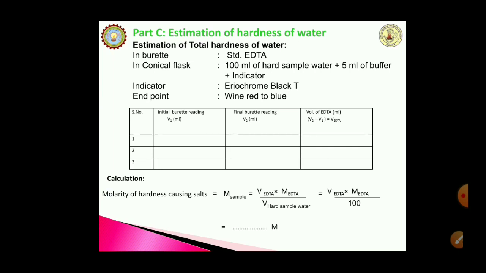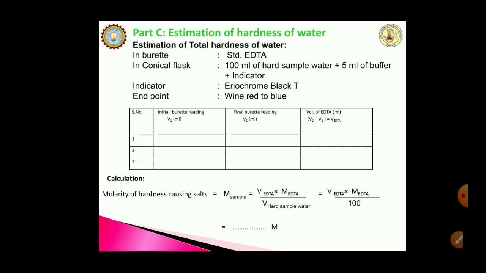In this formula, the things which will be used are the volume of EDTA, which we are going to get through the titration of this part, the molarity of EDTA, which we have calculated in part B, and the volume of sample hard water, which we have taken in this titration, that is 100 ml. After putting all these values, we will get the molarity of the sample water.